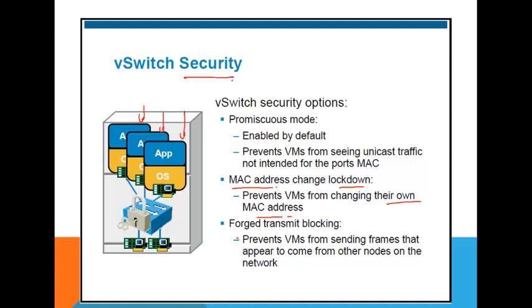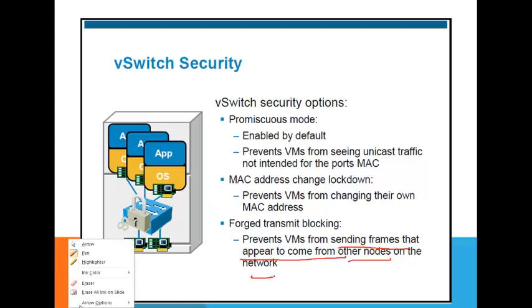The third one is forged transmit blocking. Meaning if it finds that a frame is coming from some other node, it prevents the VM from sending frames that appear to come from another node on the network. So these are the three security features supported in vSwitch.